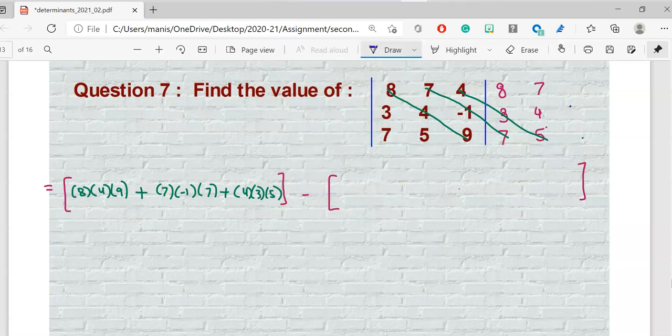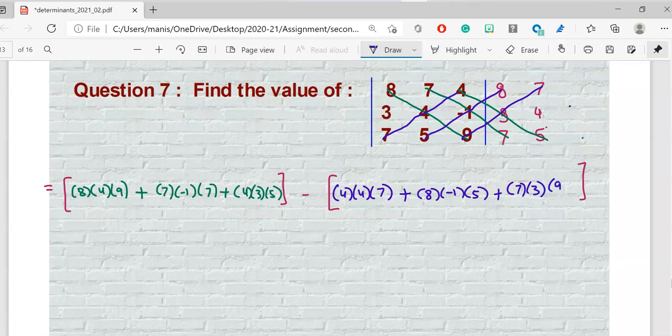Now I will start from the 4. The last one I have to go diagonally. Do keep in mind. 4 times 4 times 7 plus sign. Then I have 8 times negative 1 times 5 plus sign, and I will go with 7 times 3 times 9, and done. And after this, what is left? Just the mathematical calculations over here, and that's it what I have to do.